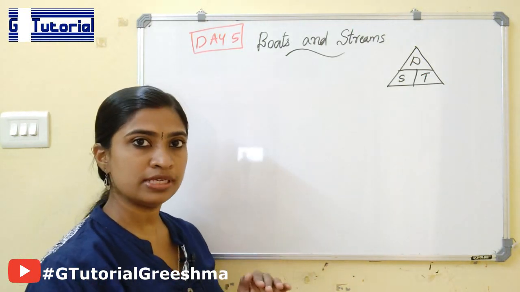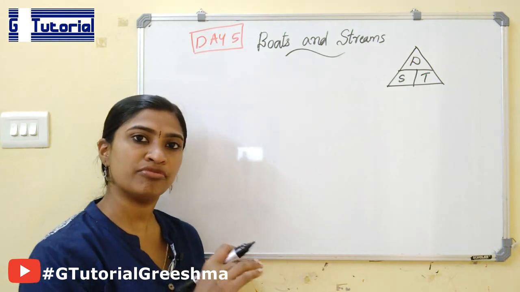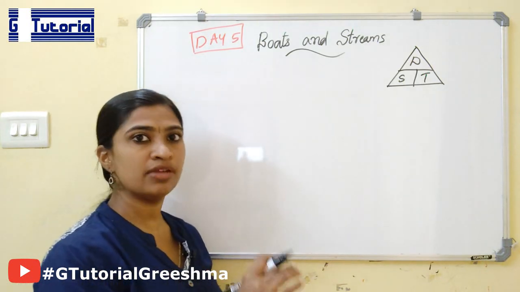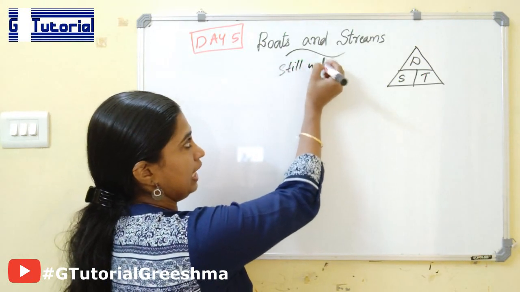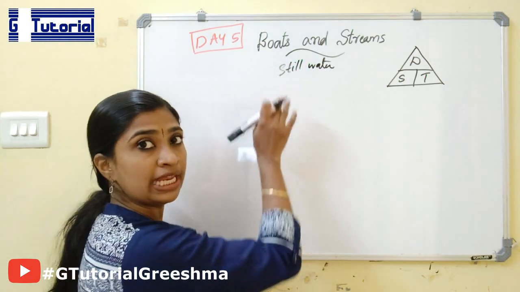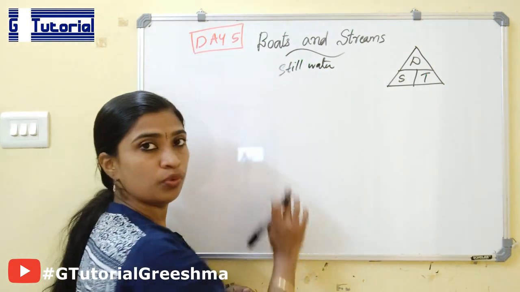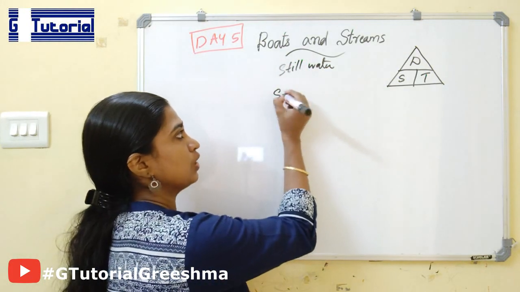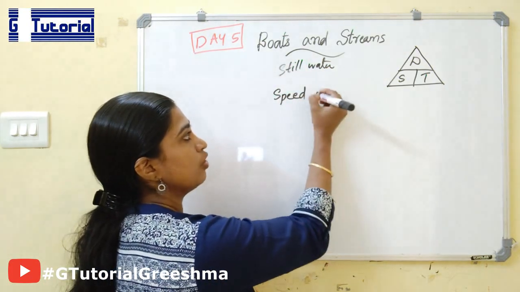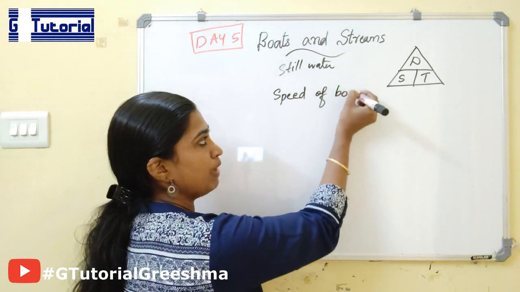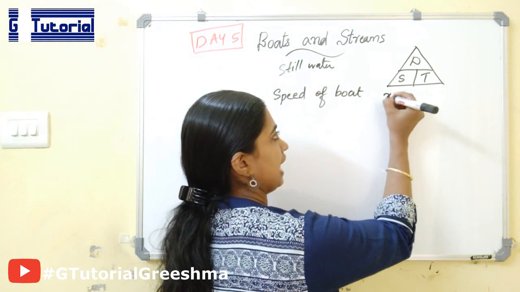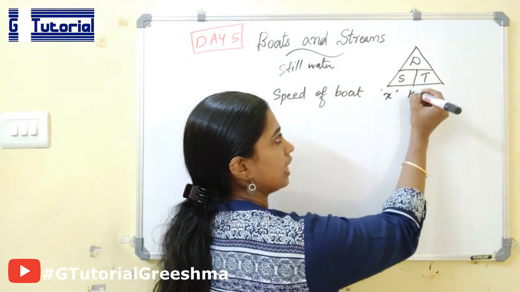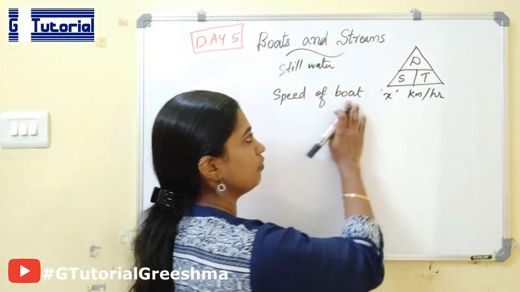If the water is not moving, that is, the speed of water is 0, then the water is said to be still water. And the speed of the boat in that still water is represented as the speed of the boat or the speed of the man in the boat. Let us denote it by the letter x. x kilometer per hour is the speed of the boat.